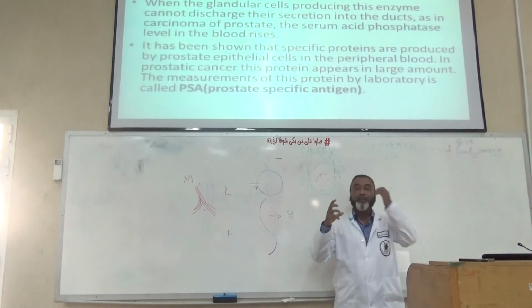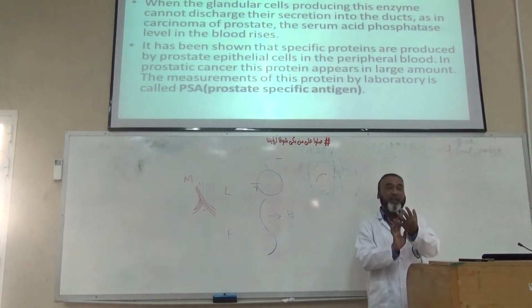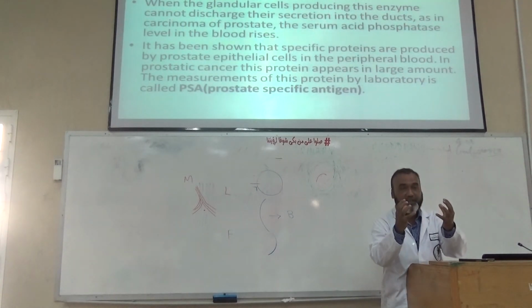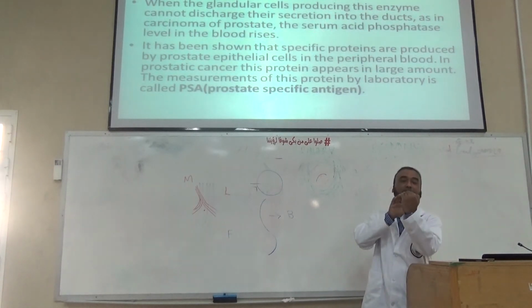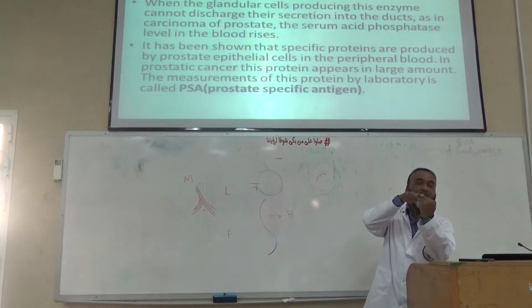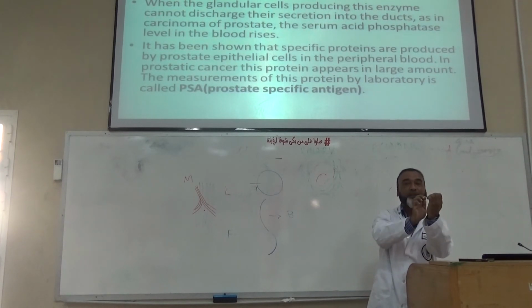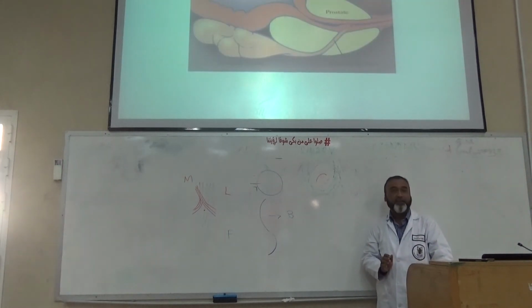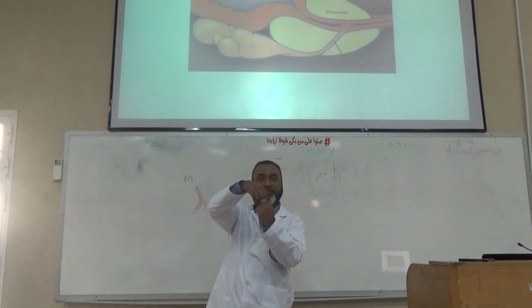Okay. Now, in case of BPH, that is benign prostatic hypertrophy, the median lobe increases in size and the two lateral lobes also increase. If you remember the diagram, the urethra comes from the bladder and goes like this. Here we have the median lobe. When it increases in size, it stretches the urethra.